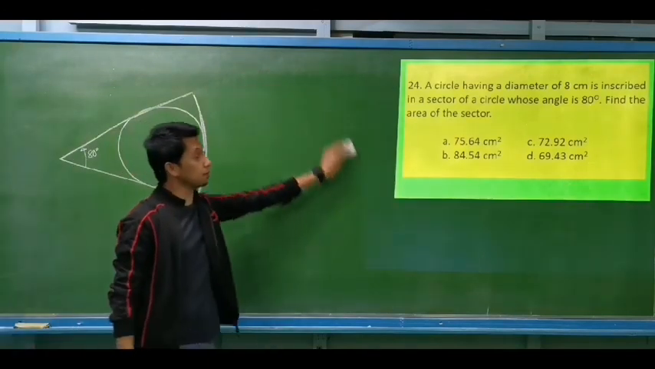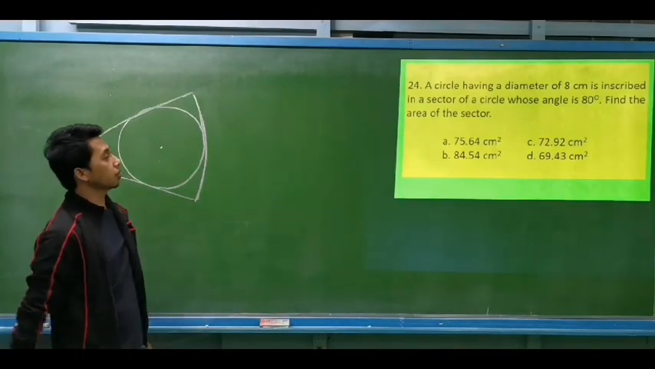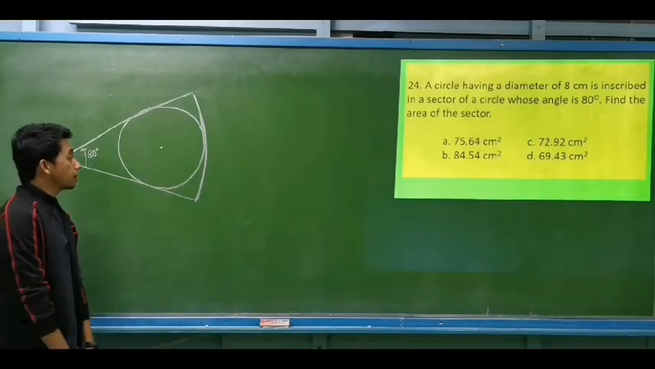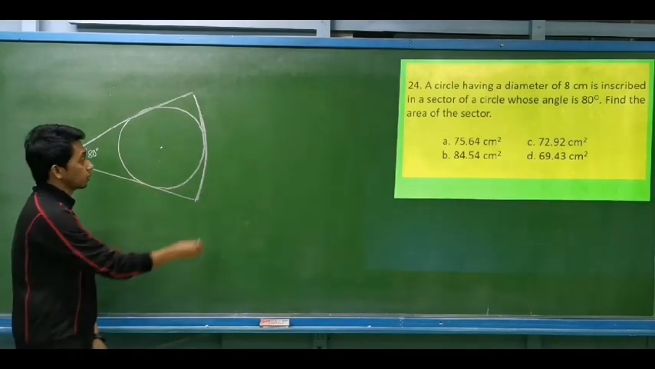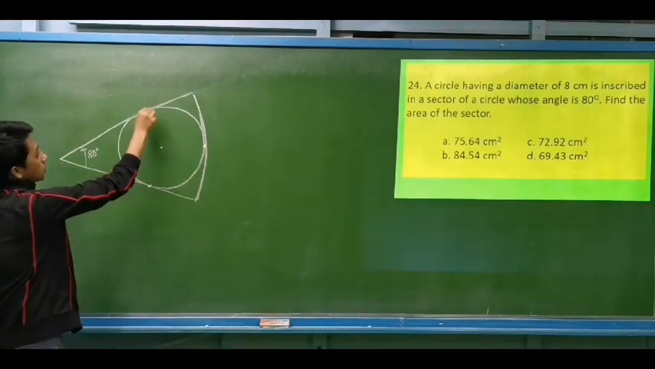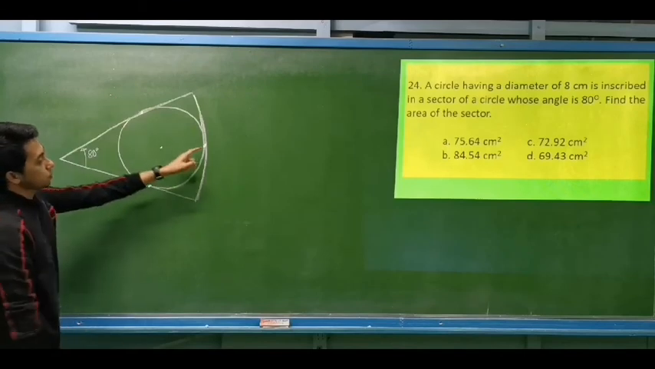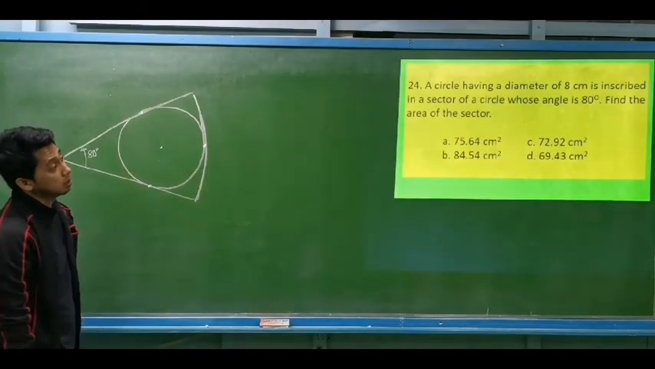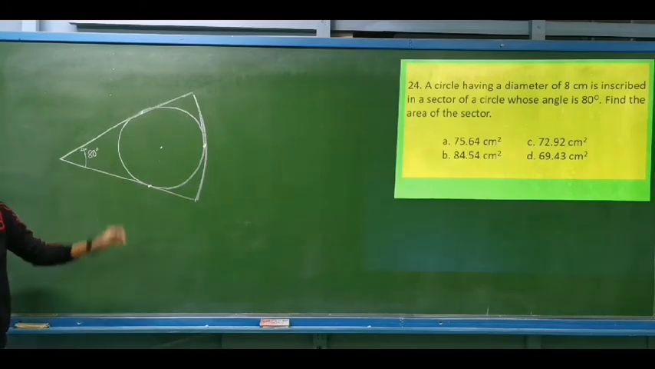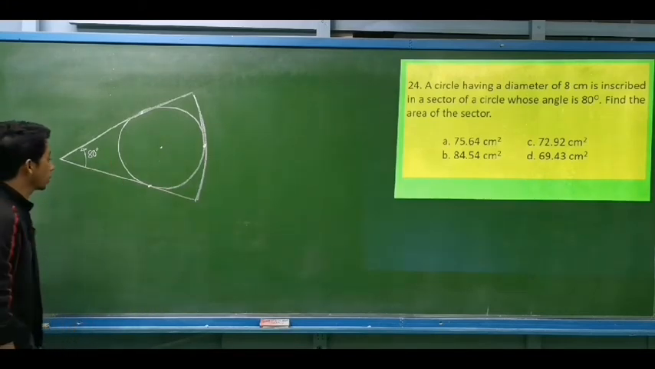And this is problem number 24. Sabi niya, a circle having a diameter of 8 centimeters is inscribed in a sector. So pag ang isang circle na sa loob ng isang sector, tangent siya at 3 points. Okay, so let's say, dito sa mga radius, tapos dun sa arc, in a sector whose angle is 80 degrees. Find the area of the sector.